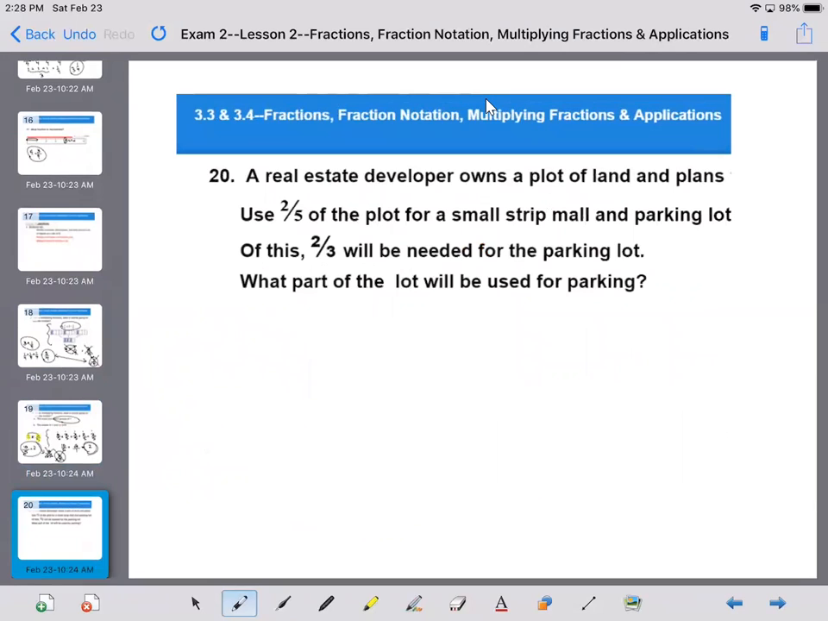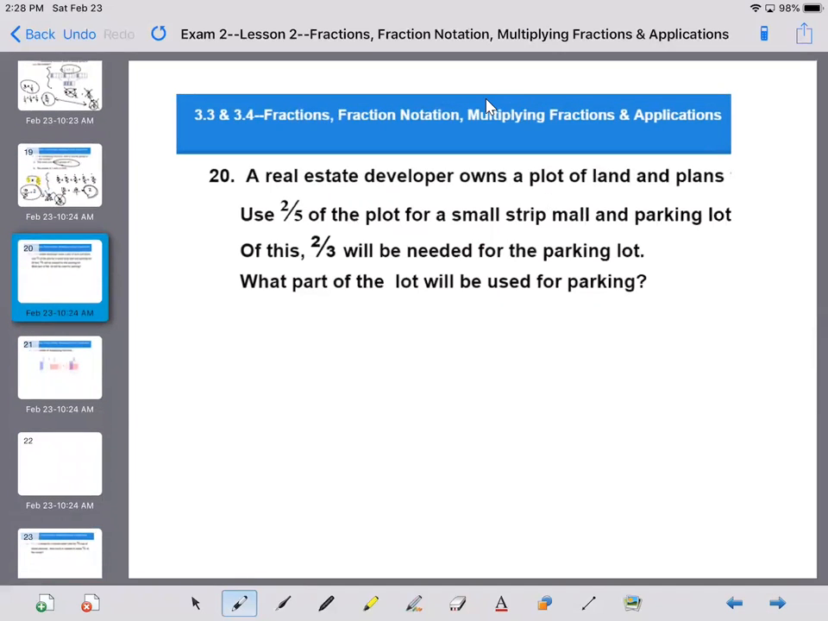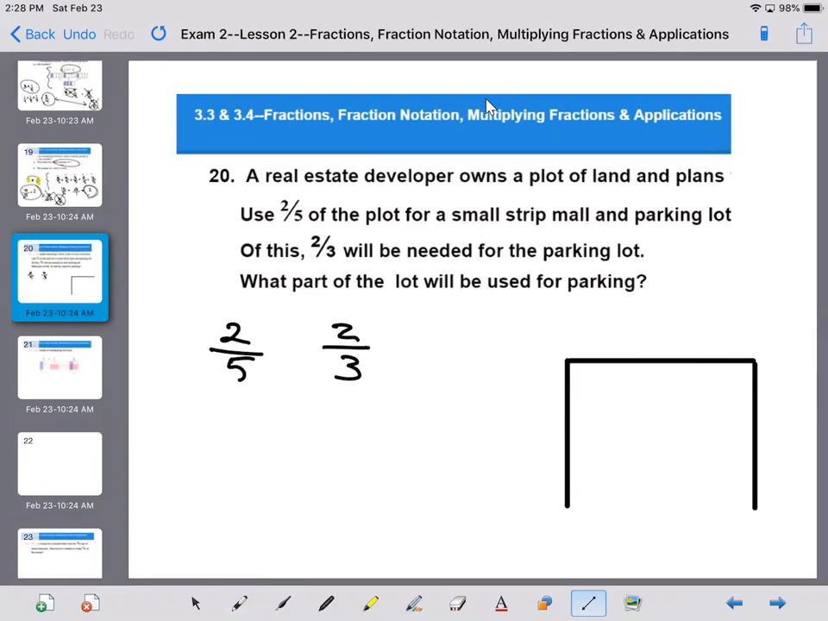So let's look at an example in context. A real estate developer owns a plot of land, and 2/5 of the plot of land will be for a strip mall, and then 2/3 of that would be for a parking lot. So if we think about how we can look at the area here in a model, 2/5 of that land.